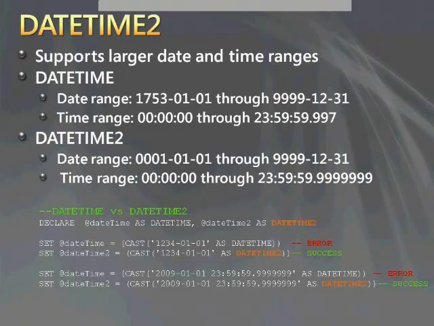As we can see on the code example below on the screen, if we try to cast or convert a date string with a date below 1753 in the datetime data type, we will get an error. Though if we try to convert the same date string to datetime2, our conversion will be successful. Similarly, if we try to cast a datetime string with nanoseconds to datetime, this will result in an error. If we try the same with datetime2, it will be successful.